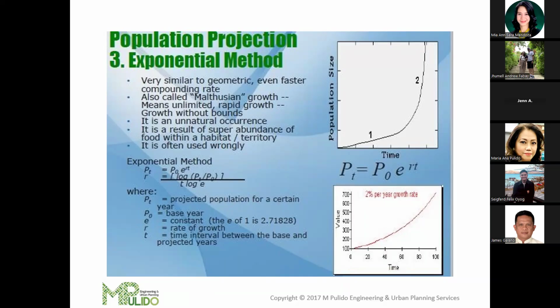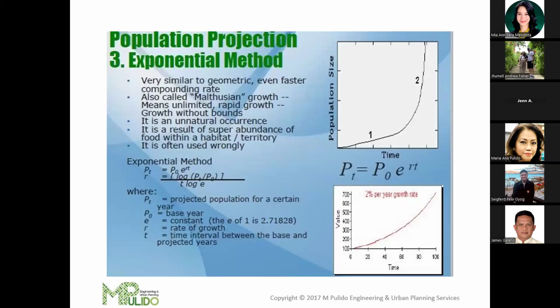So what's the use of this? The exponential method is theoretically elegant, but in practice, it's rarely realistic for long-term planning. It assumes that population growth is not just consistent, but compounding continuously, implying there's no limit to environmental capacity, land availability, or social constraints. And that's why this one, you can see there that it's often used wrongly. Nakita ninyo dun sa last bullet, it is often used wrongly.